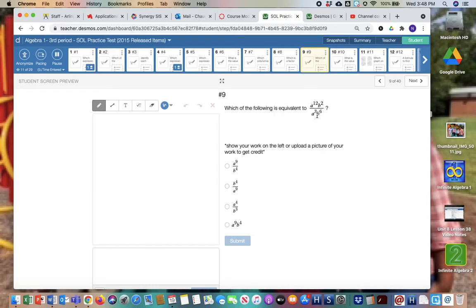When we're asked to divide with exponents, we subtract. So 12 over 3 gives me 9. And now I have 2 over 6. Well, what's that give me? That gives me negative 4.